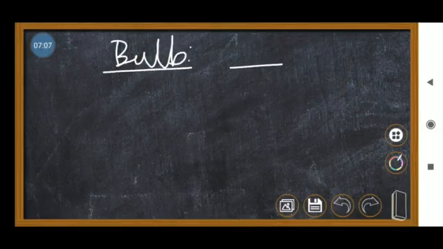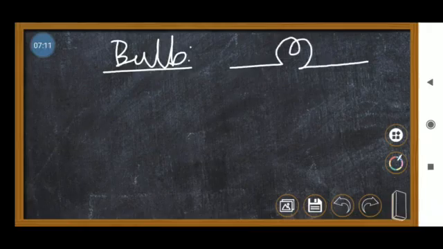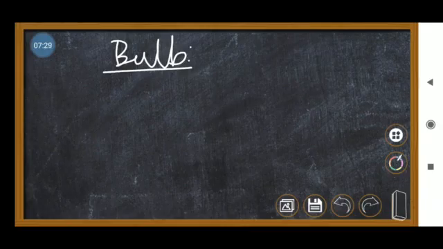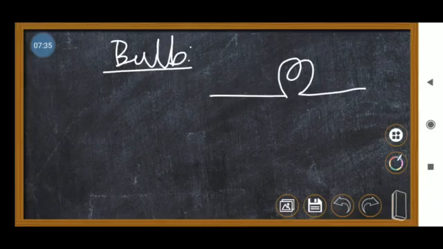So for the bulb, this is the kind of symbol we have to put, just encircle it. This kind of symbol also you can put, and you can draw it like this. It is a bulb-like structure, but mostly we follow this one only, okay. So this is the symbol for a bulb, so follow this symbol.